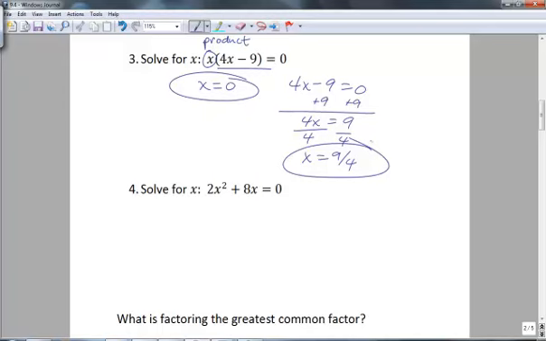So we have two answers. One of them is 0. The other one is 9/4. Sometimes people will discount the 0 and say, oh, that's not really an answer. 0 is an answer. 0 is a number. And so that is one of the two answers.